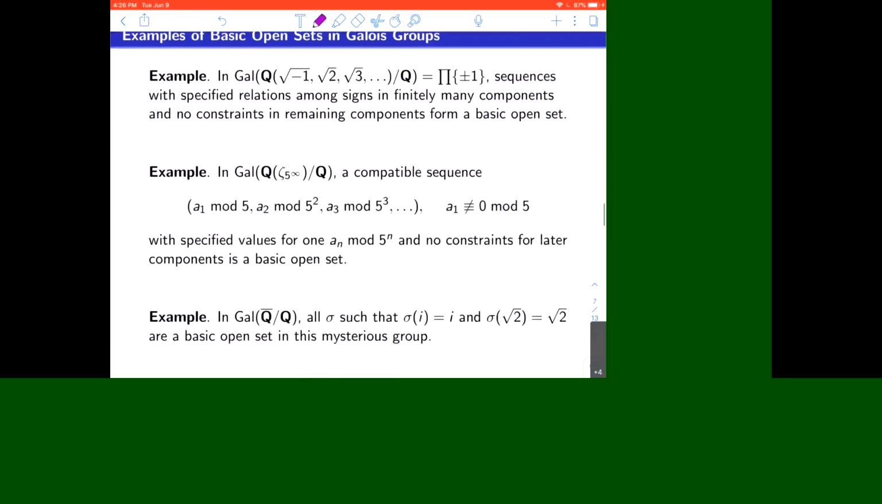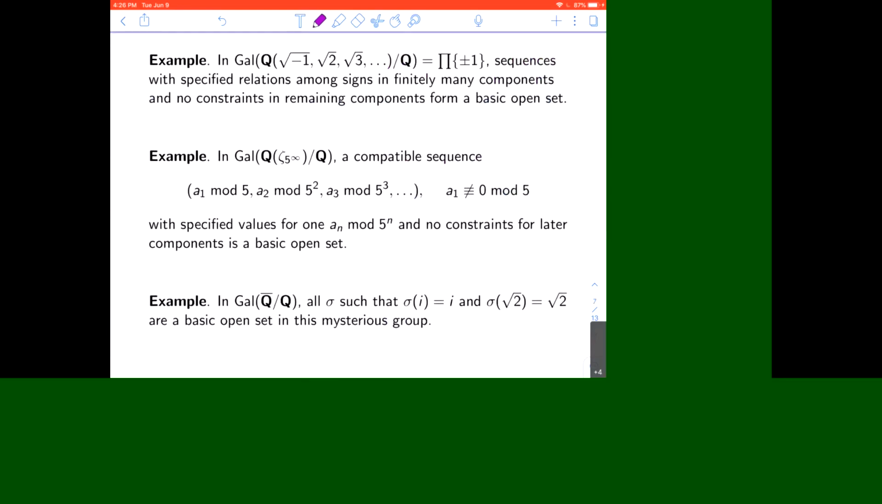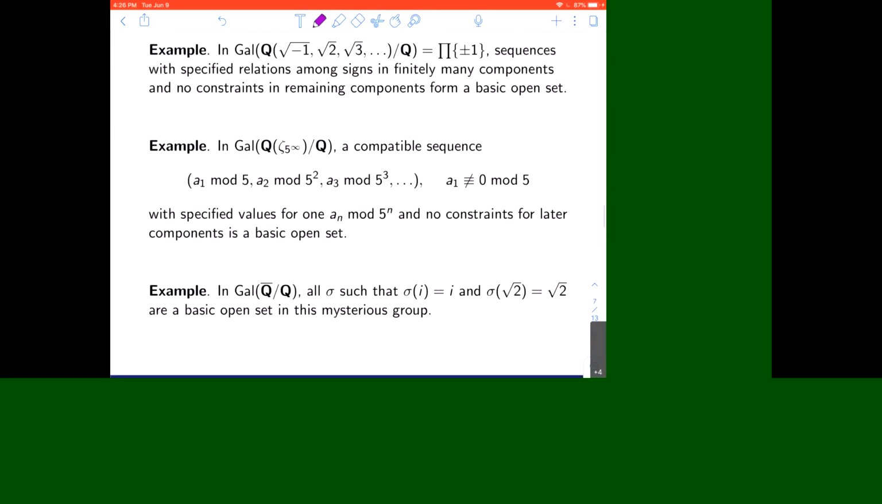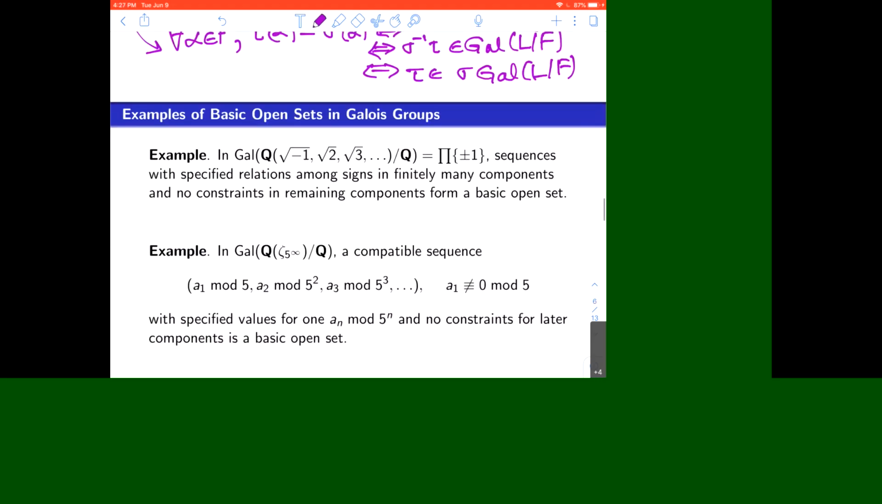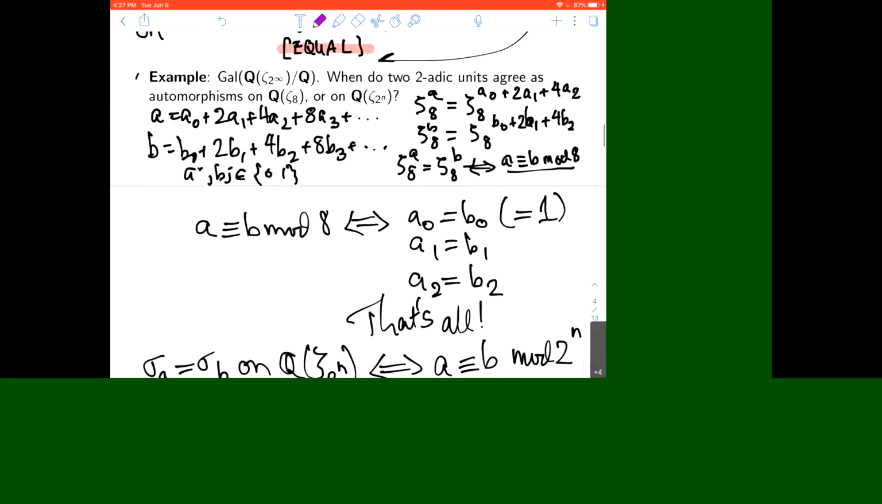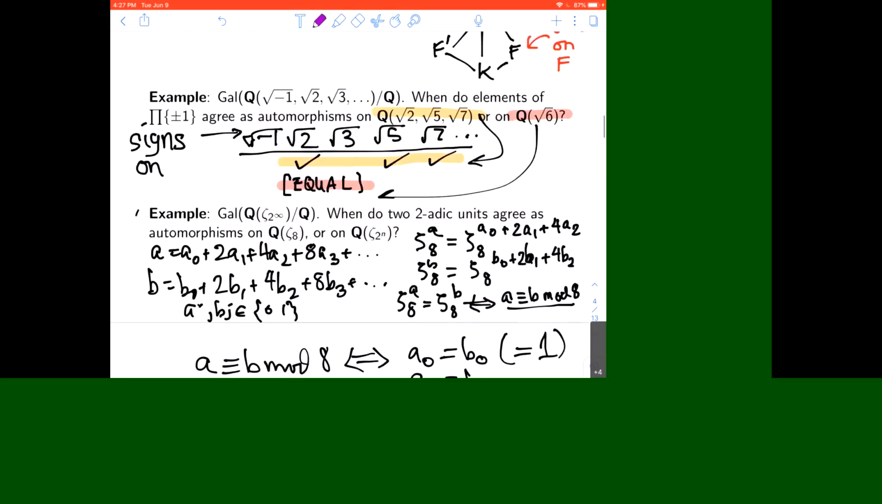So let's take a look at our examples again, in terms of basic open sets. If we take our Galois group of Q adjoin all the different square roots, think about the Galois group in terms of various plus and minus signs, then an example of a basic open set would be specifying, for instance, how it behaves on Q join root 2 and Q join root 3, and not worrying about what's happening anywhere else. Or if I wanted to fix Q join the square root of 6, then we saw before, fixing Q join the square root of 6 means that the components for root 2 and root 3 have to be the same.